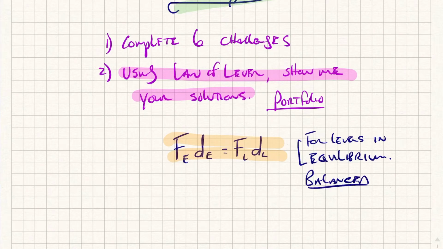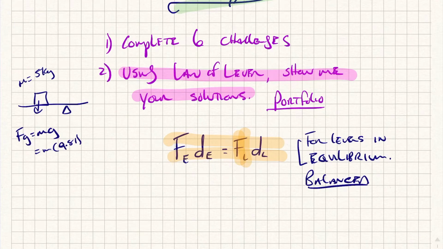The second thing to remember is that when you're given a mass, let's say the mass is 5 kilograms, and you're asked for the load force, you have to make the mass into a force. And the way to do that is to use the force due to gravity. And remember, the force due to gravity is mass times little g, which is 9.81 newtons per kilogram. And the load force is the force due to gravity acting on that mass. So the load force then is equal to mass times 9.81.